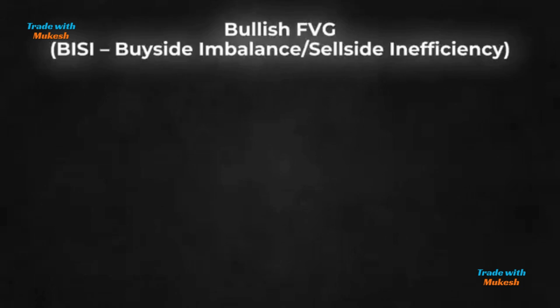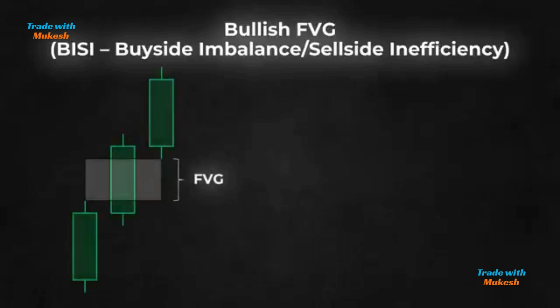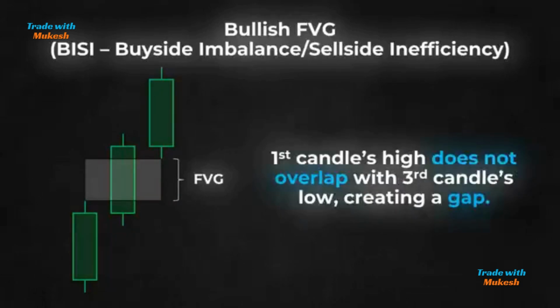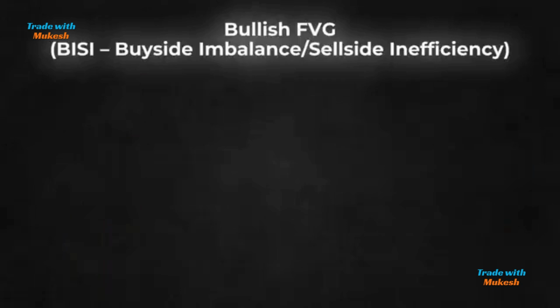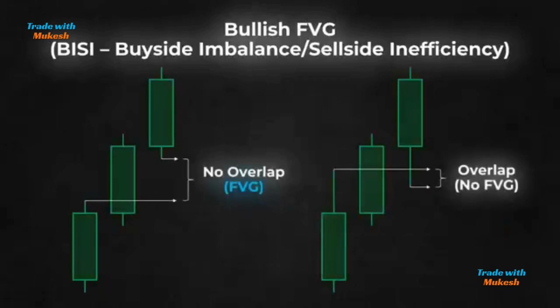The bullish fair value gap is a pattern where the upper shadow of the first candle doesn't overlap with the lower shadow of the third candle, creating a gap between the two. Let's make a quick comparison between price movements where we can find a fair value gap and one where we cannot. On the left, we can see that there is no overlap between the upper shadow of the first candle and the lower shadow of the third candle, therefore creating a fair value gap.